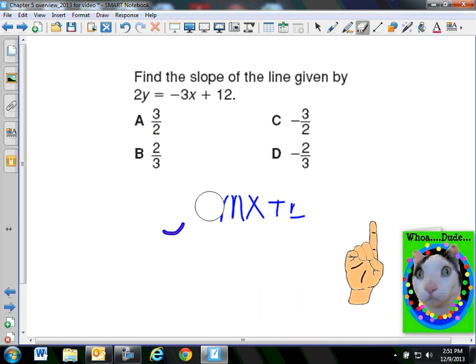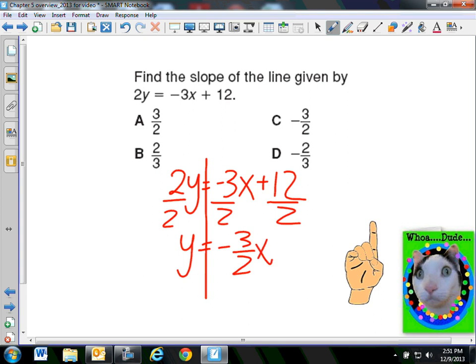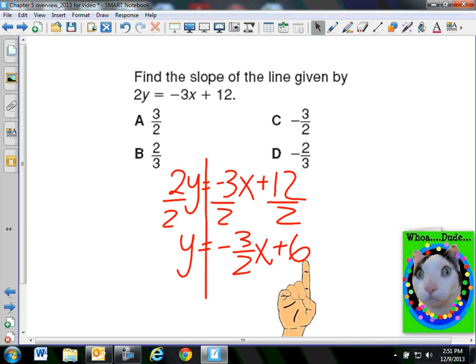Let's change this equation around. There's my line. I'm going to take care of the 2. Divide by 2, divide by 2, divide by 2. Divide everything by 2 and do individual fractions. Now I'm going to get y equals negative 3 over 2 x plus 6. Okay, that's it. Remember, this is where you start. This is your y-intercept. So if I asked you to graph this, you would graph it right on the 6.